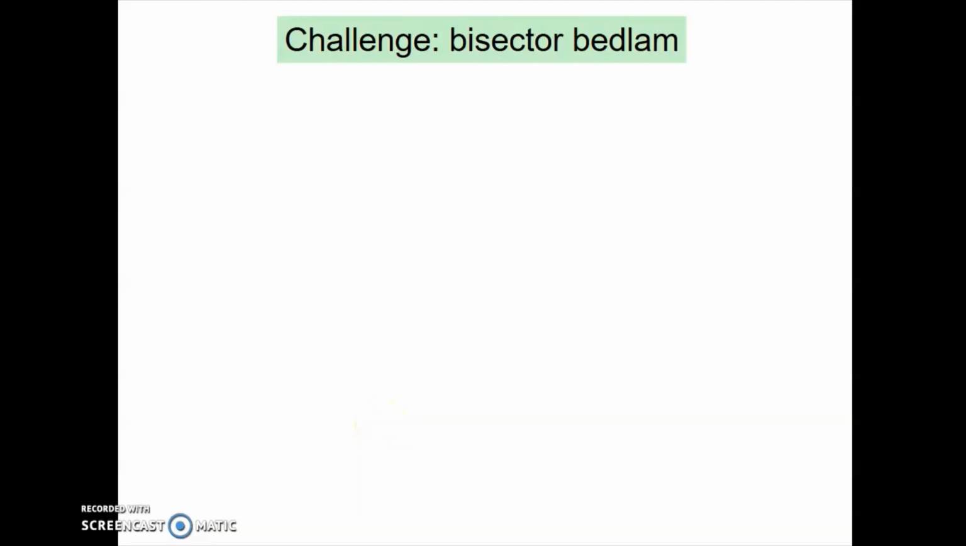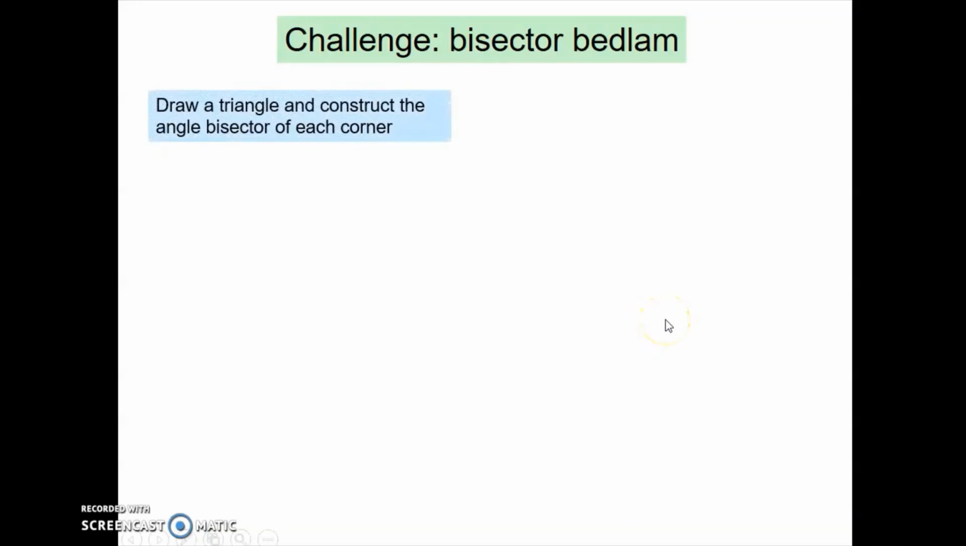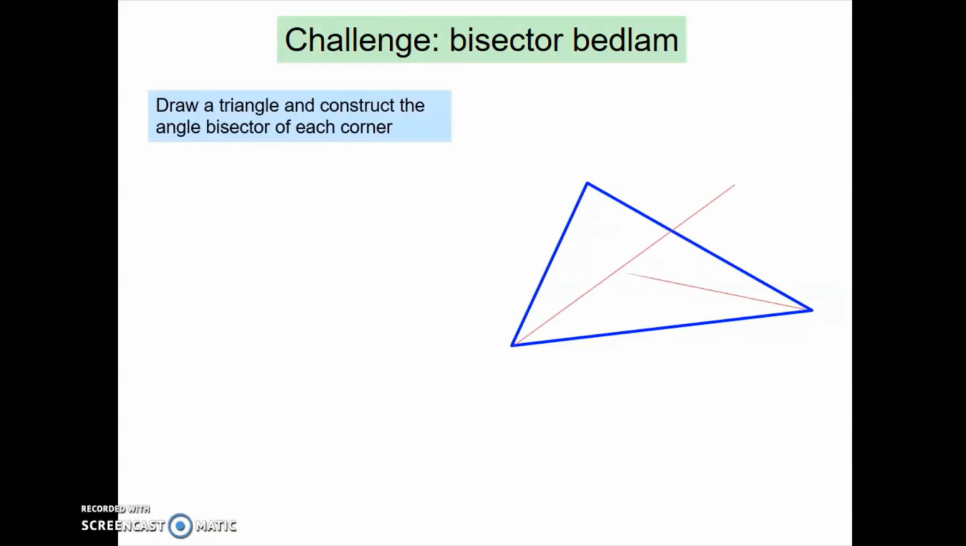Okay, so this is the last challenge question from me. Again, you can pause the video if you want to have a go at this yourself, or you can work along with me. I would like you to draw a triangle, any triangle, and construct the angle bisector of all 3 corners. So I'd like you to draw a triangle and then apply the angle bisector construction to each corner. There's one, there's another, there's another.